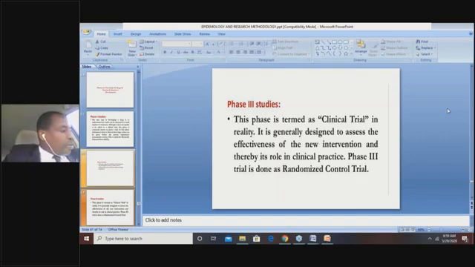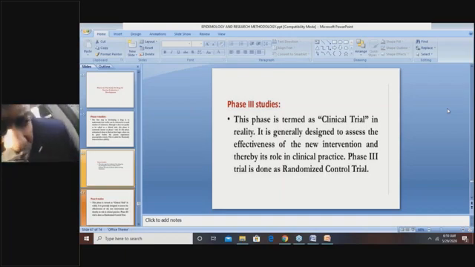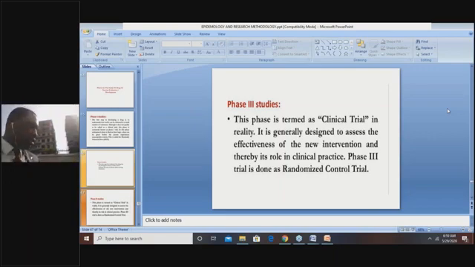So, okay, are we done? Okay. So in phase 3 clinical trial, just a minute, I'm changing position. In phase 3 clinical trial, so we are really evaluating... okay, okay. Yeah.